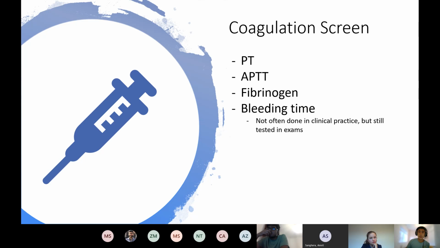Okay, coagulation screen. These are the things you get: prothrombin time, activated partial thromboplastin time, APTT, fibrinogen, bleeding time. It's worth noting that bleeding time isn't often done in clinical practice because it's a horrible test. You basically cut the finger and time how long it takes for the finger to stop bleeding. However, it's still often tested in exams. I don't know why, but we'll cover it for that reason.